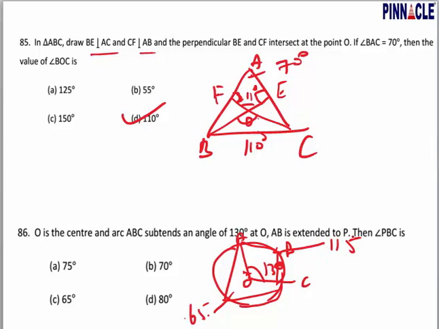We have to find angle PBC. AB is extended to P, and this angle is 115, so it would be 65. The answer should be C, 65, because we have to find angle PBC, this angle. This is a 180 degree straight line, and this is 115, so it will be 180 minus 115, that is 65.